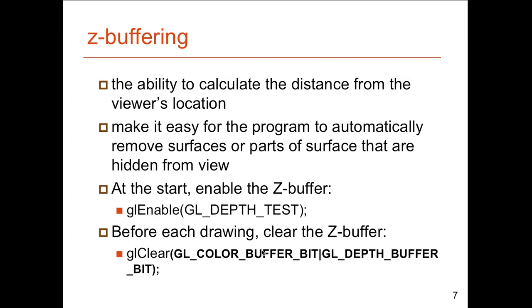Make it easier for the program to automatically remove surfaces. So that's what I was saying before. Parts of surfaces that are hidden from view, why paint them? Why bring them up if you don't have to do it? So it makes it load faster. At the start, you enable a Z buffer, and here we go, GL enable, which is a function call, and we're going to use this variable as the Z buffer. For each drawing, we're going to clear the Z buffer, we're going to clear it, reset it, GL clear, background color, the depth, the bits.